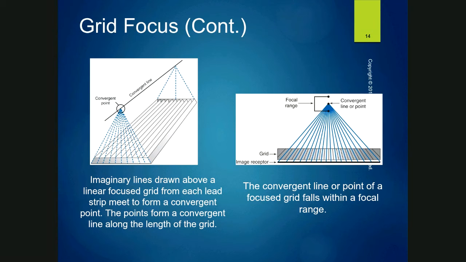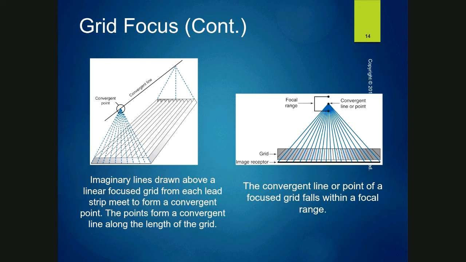That range of distances is called the focal range. Within the focal range, there is generally a convergent line where if you drew an imaginary line from all those grid lines they would come to a point, and that is your convergent line or your convergent point, that one place. But your range could be any SID greater than or less than that where the grid would still work.